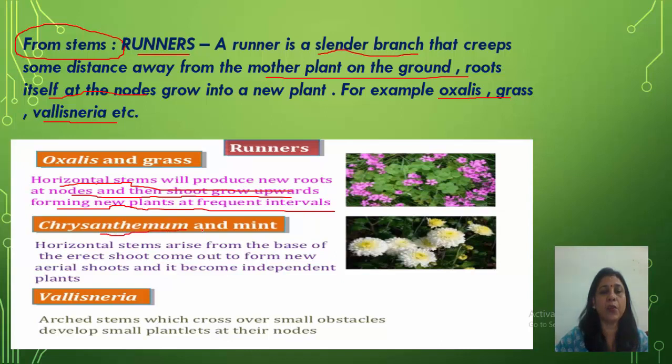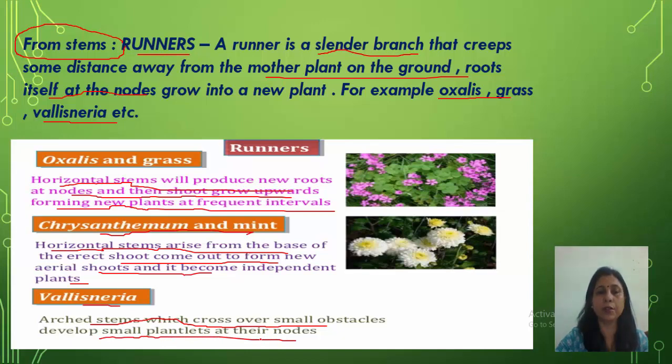Whereas in chrysanthemum and mint, horizontal stems arise from the base of the erect shoot, come out to form new aerial shoots and it becomes independent plants. Whereas in vallisneria, arched stem which cross over small obstacles develop small plantlets at their nodes. So all these are examples of runners.